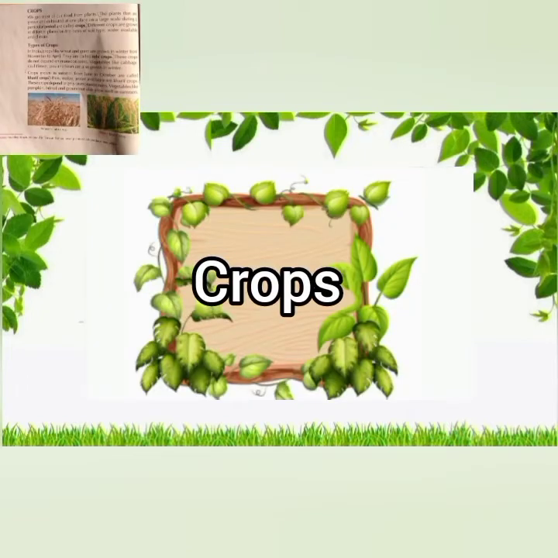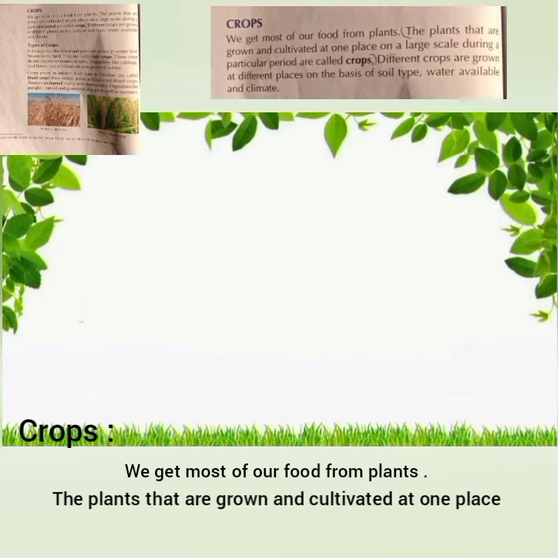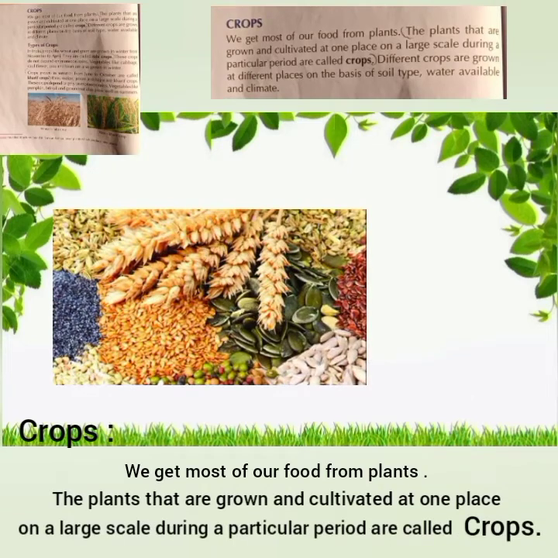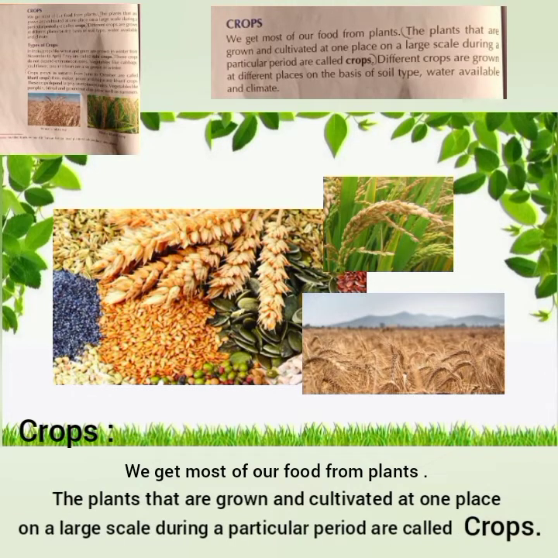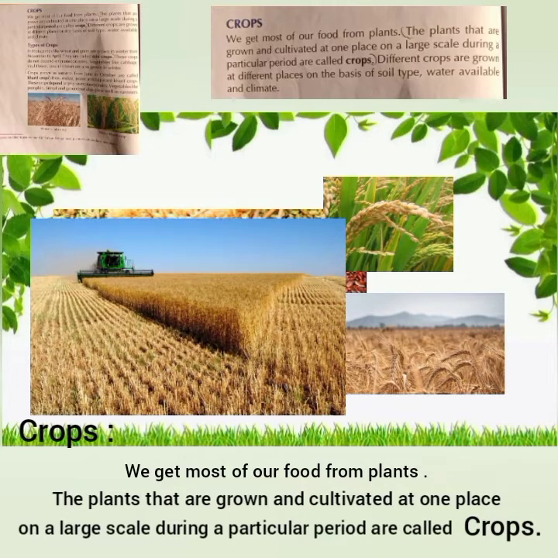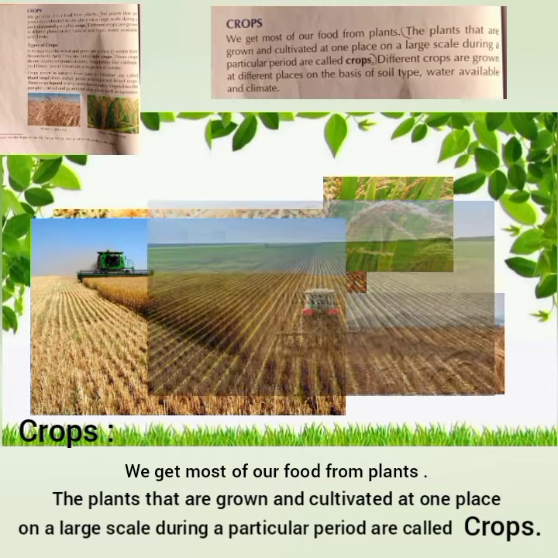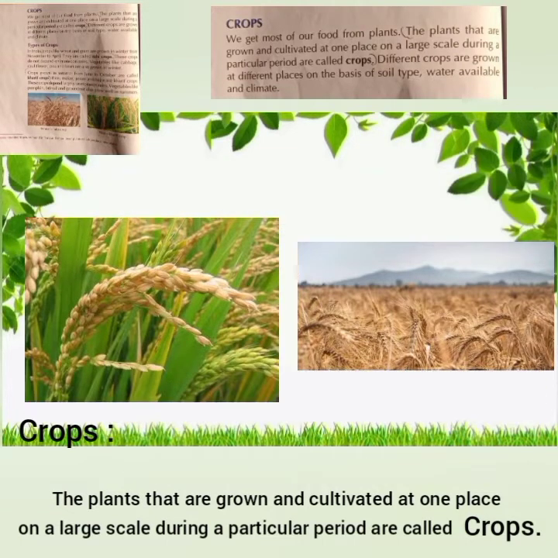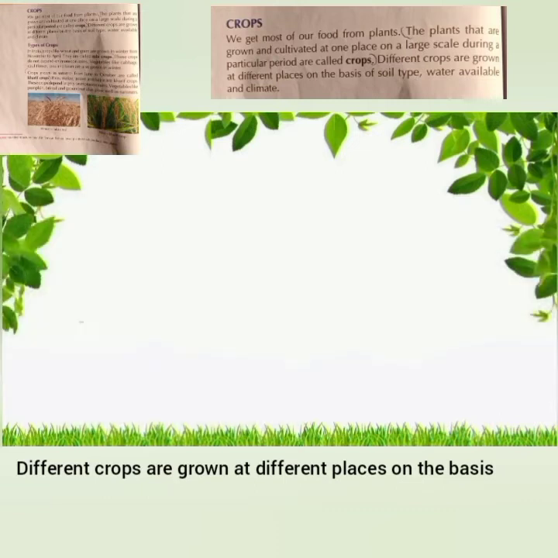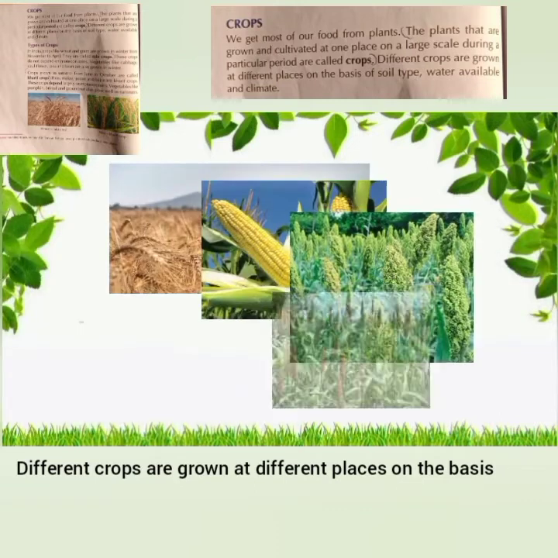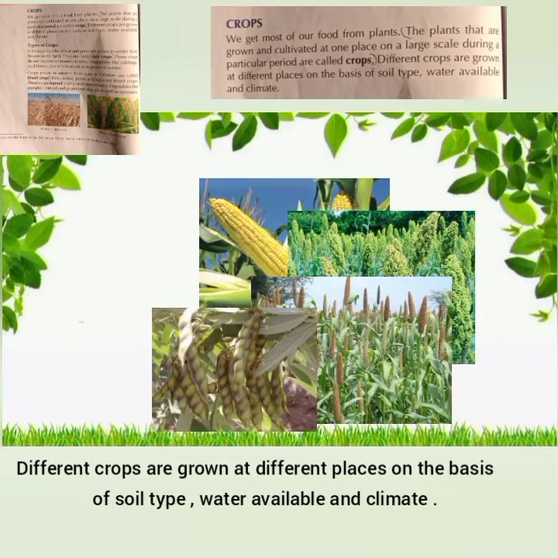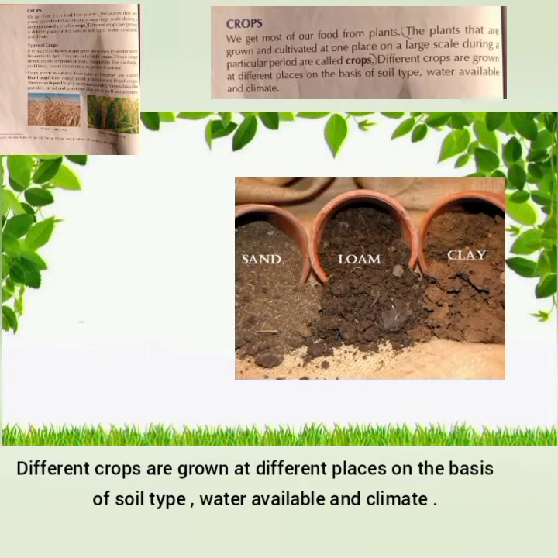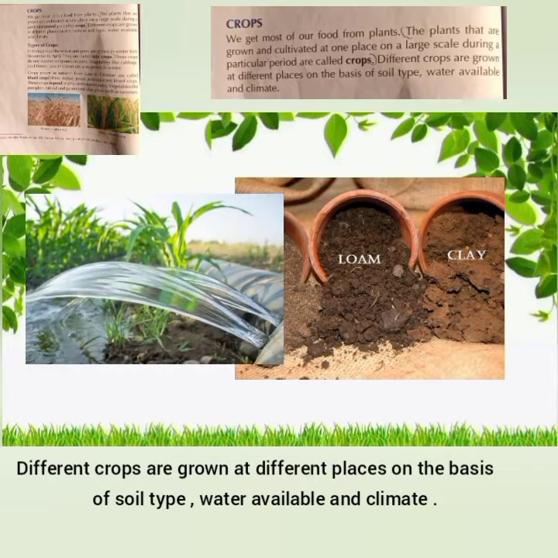Crops. We get most of our food from plants. The plants that are grown and cultivated at one place on a large scale during a particular period are called crops. Different crops are grown at different places on the basis of soil type, water available, and climate.